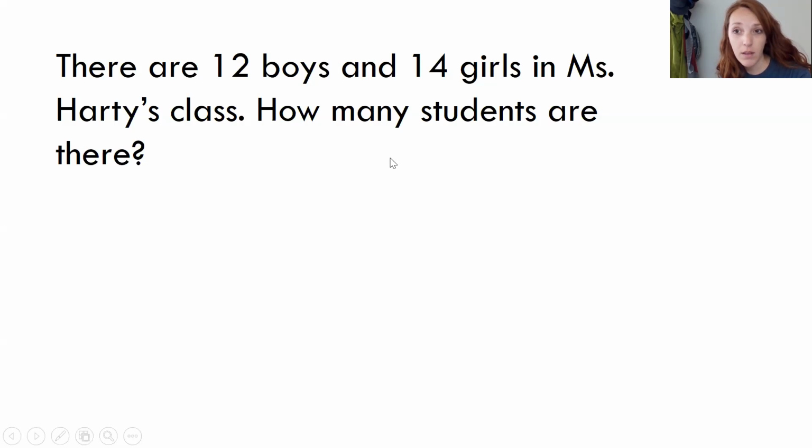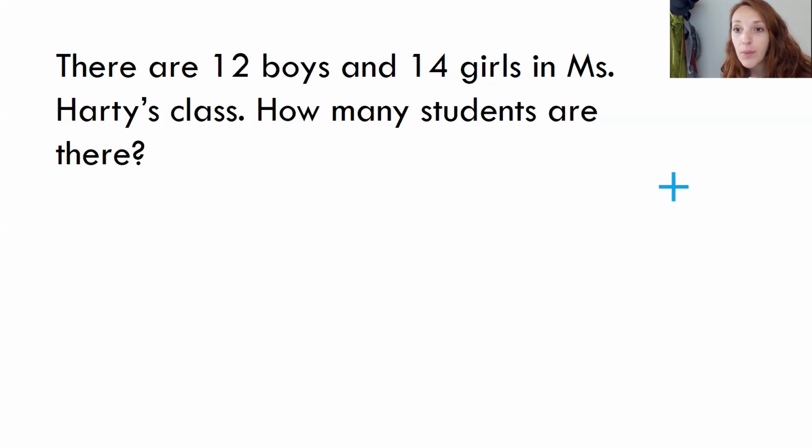The question is always the most important part. It tells us what operation to pick. How many students are there? How can I figure out how many students there are? What can I put together? The boys and the girls. I'm going to put those boys and girls together to figure out how many students total there are. So what symbol am I going to use to show that I'm putting those boys and girls together? I'm going to use a plus sign. Good job, guys. I know you got that.